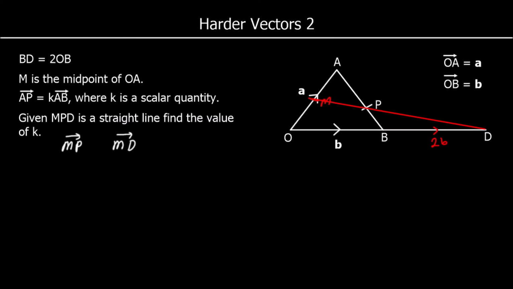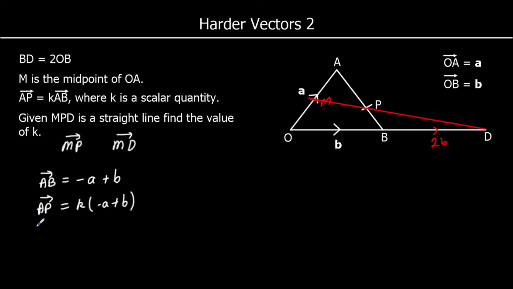So let's do that. How can I get from M to P? I'm going to have to use A to B. So let's work out A to B first. To get from A to B, I go minus A plus B. And so A to P, we've been told in the question, is K times A to B. It's some fraction of that. We don't know what K is. That's what we're working out. That's A to P.